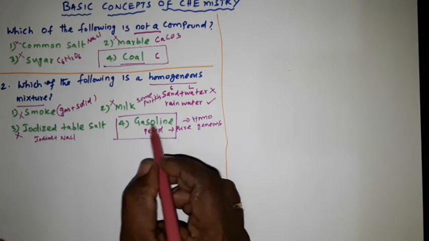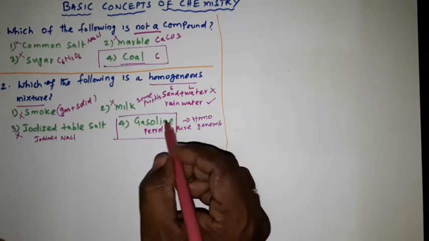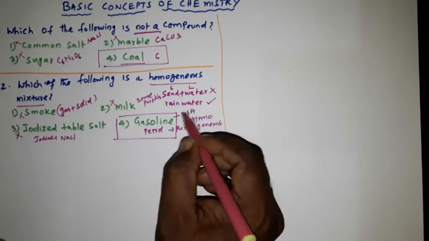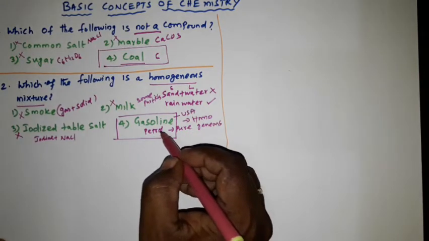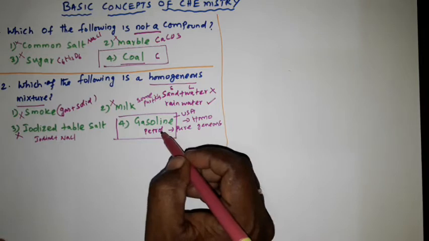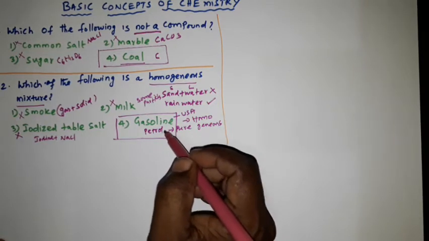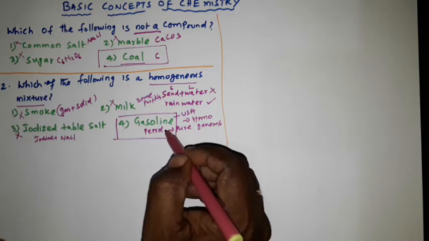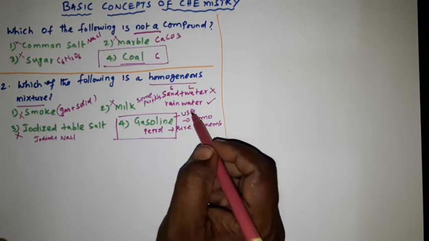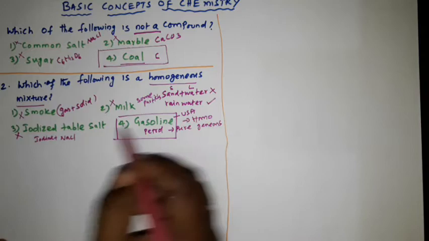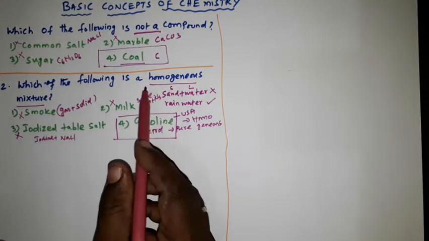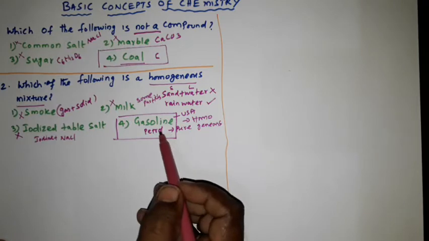Gasoline is the name people use in the United States of America. But in British-ruled countries like India and some other countries, we use petrol. So petrol is the British word, gasoline is the American word. Okay, that's all about this question. Which of the following is a homogeneous mixture? Gasoline is the correct answer.